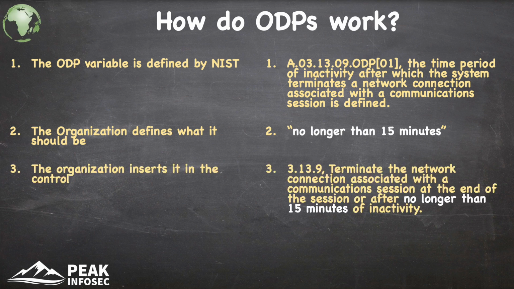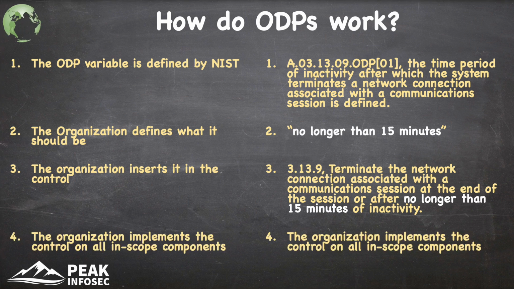Then that organization is required to insert it into the control, which means you now need to execute this and go through this process of no longer than 15 minutes of inactivity. So we can see that blob gets blocked right into there. And then you're off and running to implement that security control, that paragraph 3 part right there, on all of your in-scope components. And then document it and approve it and do all the other stuff you need to do per your configuration management practices. That's the way ODPs work.